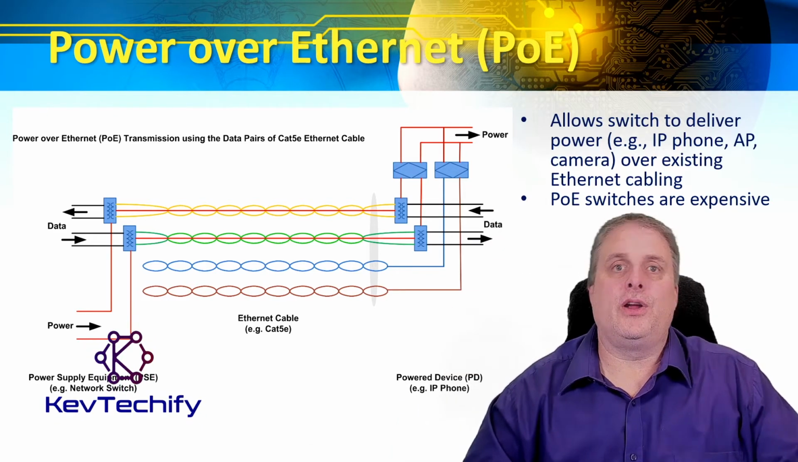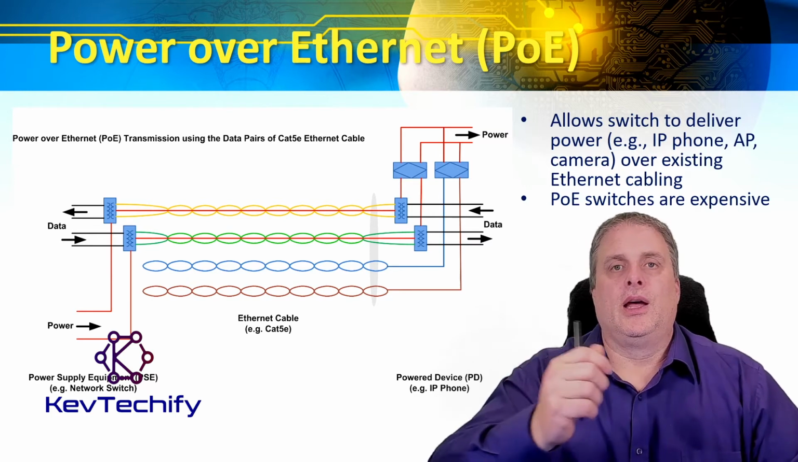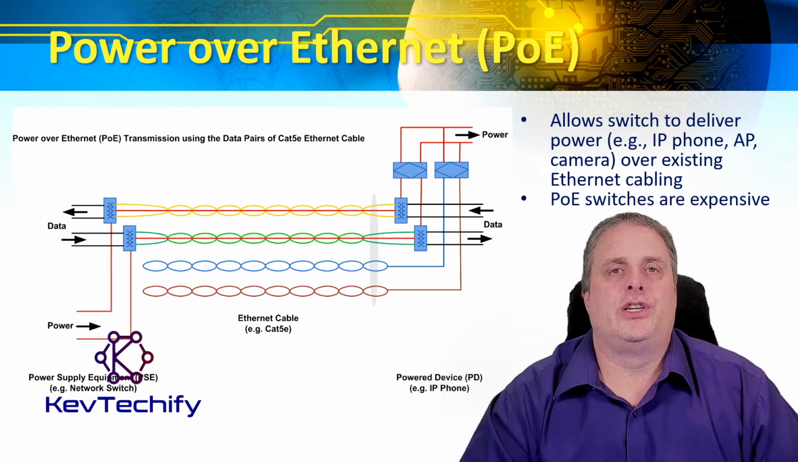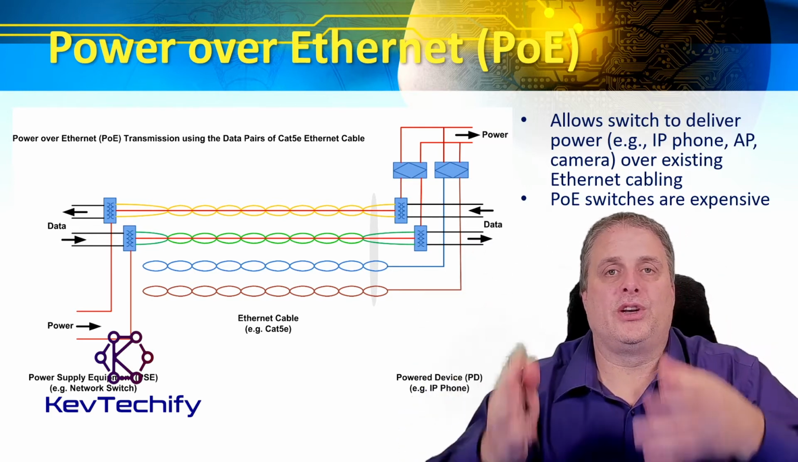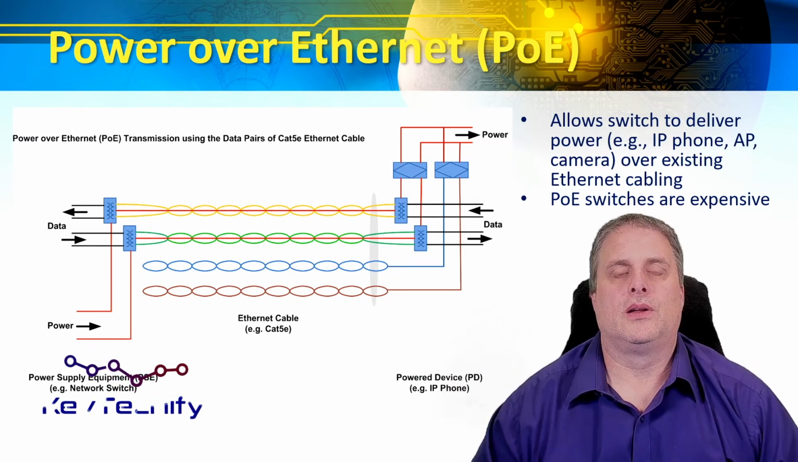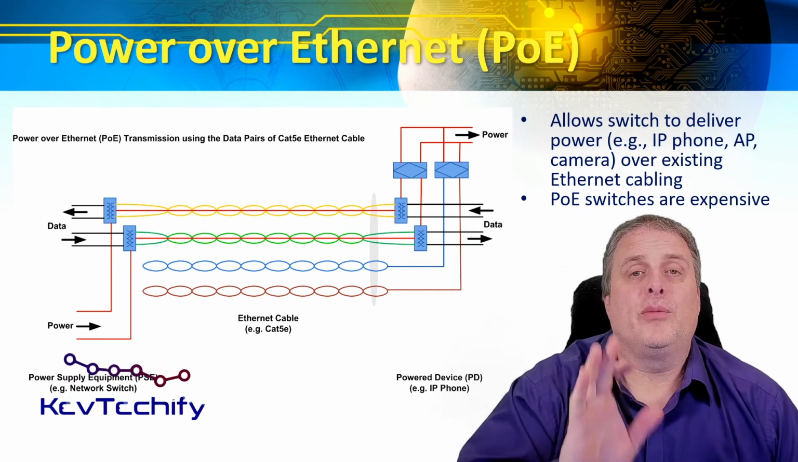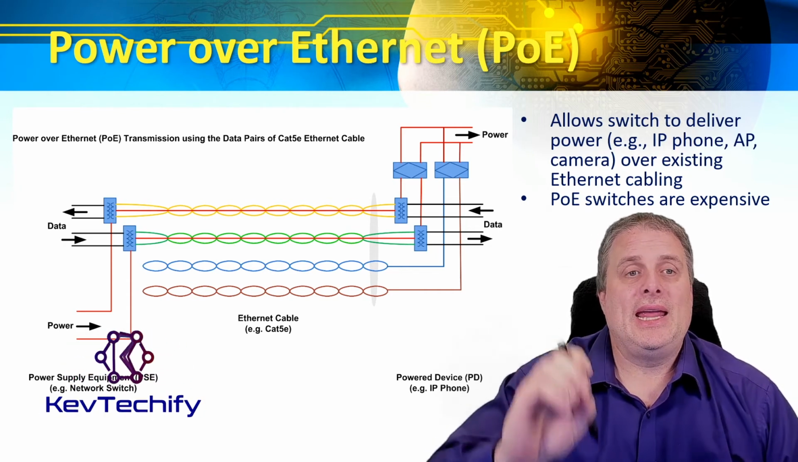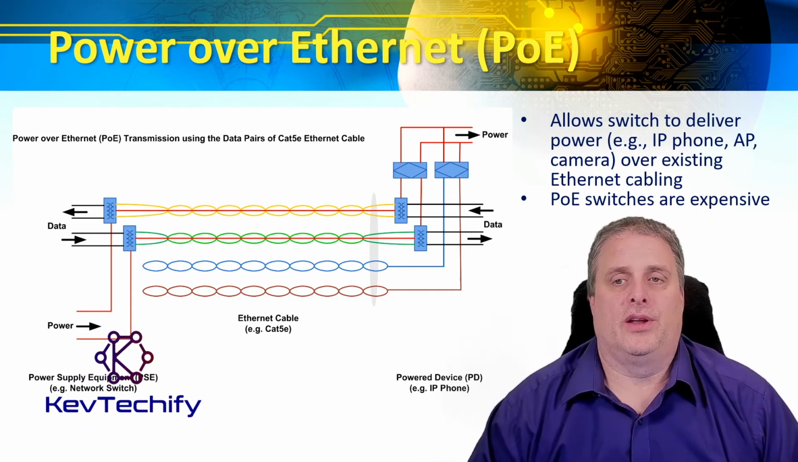Then once it's up there, you have to plug an adapter into it, and plug the other end of that into the device. So on an access point or a camera, it's going to cost you a couple hundred dollars just to mount it up there. The other way to get power to those devices is to use power over Ethernet.